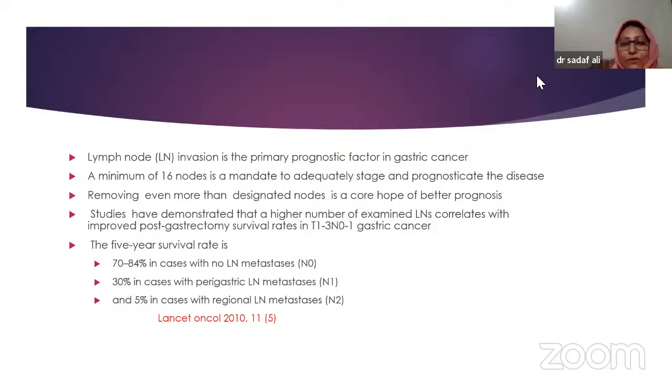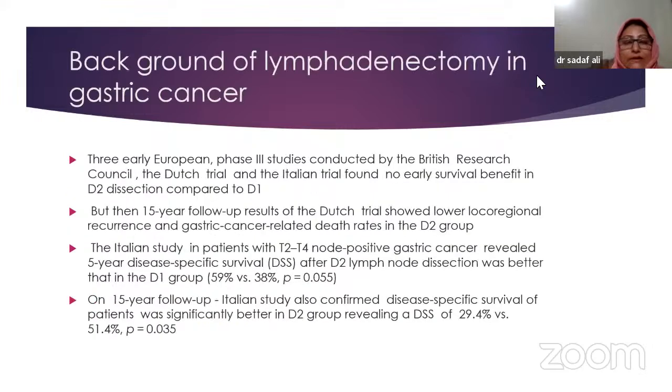Now, studies have demonstrated that the higher the number of lymph nodes examined and removed, the better the post-gastrectomy survival, especially in stage 1 disease. The 5-year survival, documented long back, not in the era of present NACT, which will be discussed by the later speakers, is 70 to 80%, 30% in N1, and 5% in N2, which has improved after increasing the number of lymph nodes in resection.